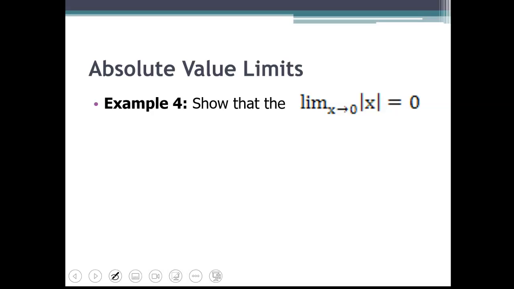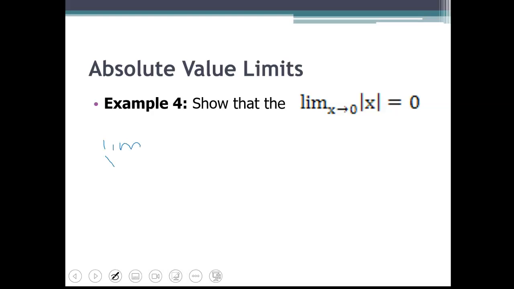Absolute values are piecewise functions by definition. So an absolute value is a piecewise function by definition. So if you just looked at that and you applied substitution, you get 0, because the absolute value of 0 is 0. Well, let's look at it separately though.